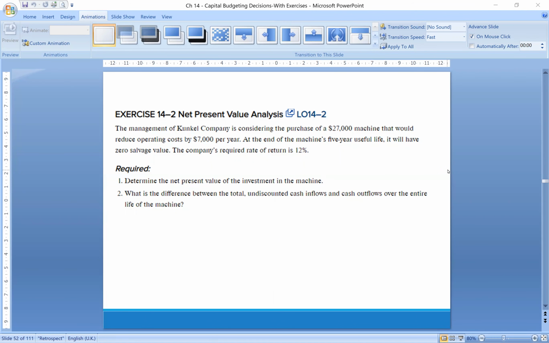Starting from exercise 14.2, net present value analysis. Suppose that the management of Concale Company is considering the purchase of a 27,000 machine that would reduce operating costs by 7,000 per year. At the end of the machine's 5-year useful life, it will have a zero salvage value. No salvage value is expected from the machine, and the company's required rate of return is 12%.